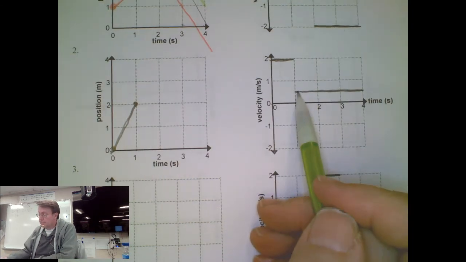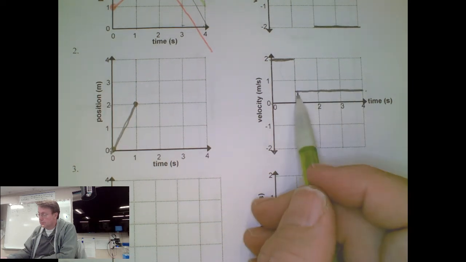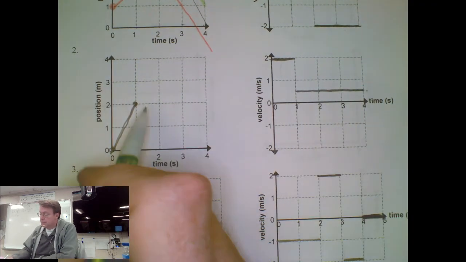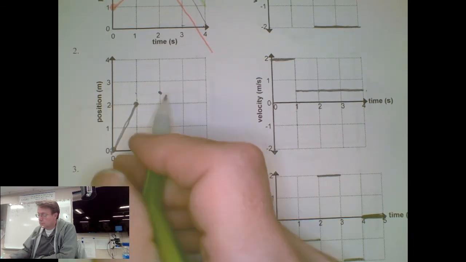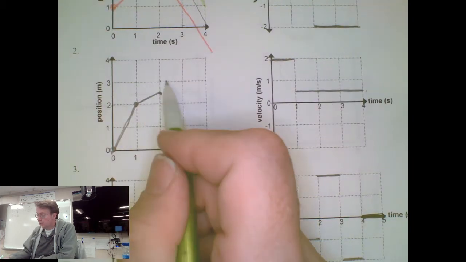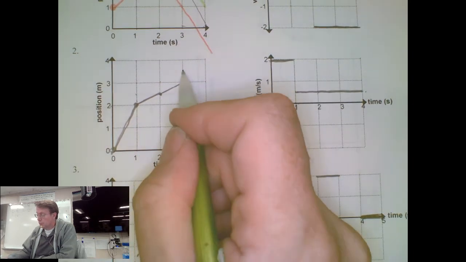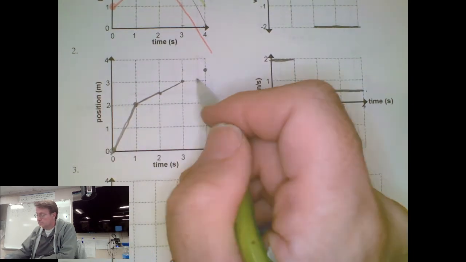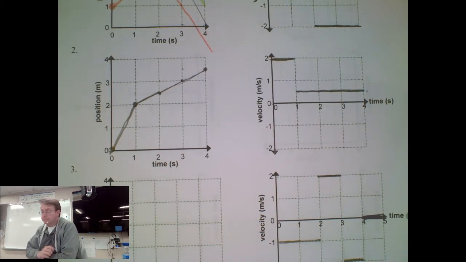Then for the next 3 one-second intervals, I have a slope of 1/2. So I have to go up 1/2 over 1, up 1/2 over 1, up 1/2 over 1. So it looks something like that.